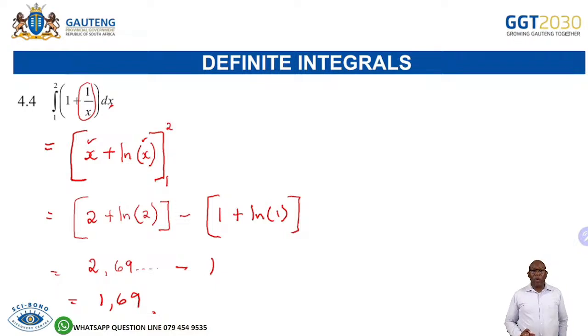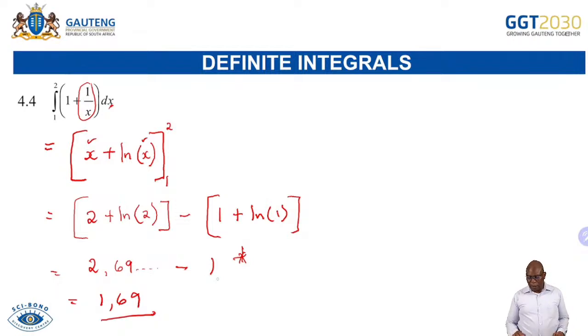I can do the whole thing by using brackets. I can just put open bracket, 2 plus ln of 2, close bracket, minus open bracket, 1 plus ln of 1, close bracket, write the final answer. I don't need this step here. So I can just do it once on a calculator, and then I get to the correct answer, which is 1.69.